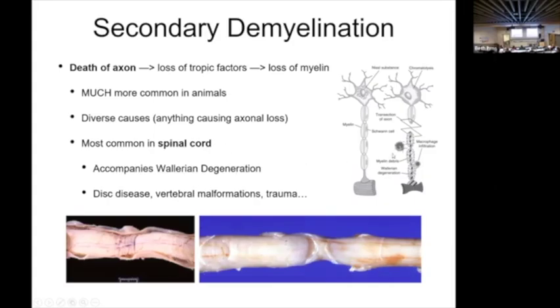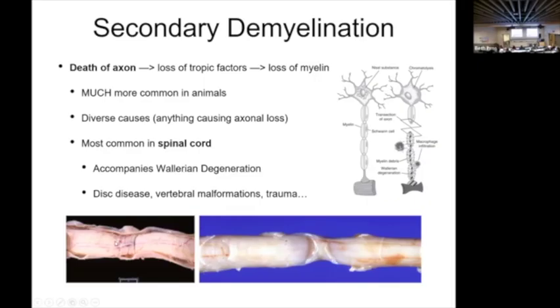It's especially common in spinal cord because it's a result of Wallerian degeneration, where you get compression or transection of an axon, and you lose the axon distal to the injury. And as you lose this axon, the myelin that's around it disintegrates and goes away. So that is secondary demyelination. This is super common. Lots of things cause this.